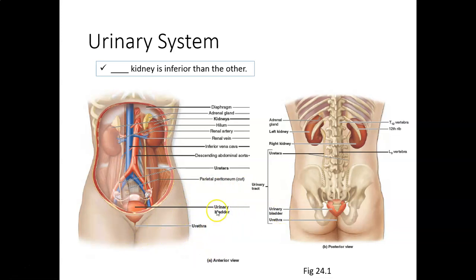But this is the anterior view, right? Then you have a posterior view here, showing you the anatomic position between them. So have you figured out which kidney is more inferior than the other? Okay, so this is the right side. This is kind of a review of how you can tell left from right.